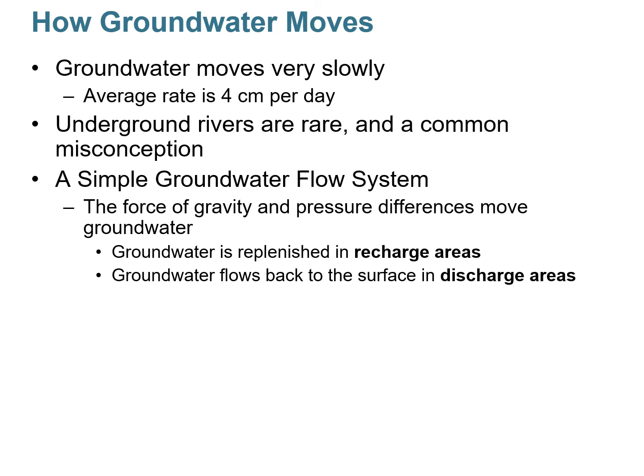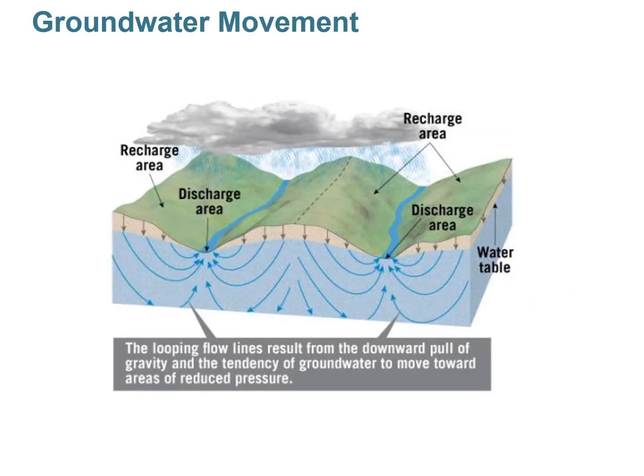And in groundwater systems, areas where groundwater is replenished, we call those recharge areas. And when groundwater flows back to the surface of the earth, we call those discharge areas. So here's an example. We've got some rain up here in the hills. This would be a recharge area. So water will percolate downwards and hit the groundwater here.